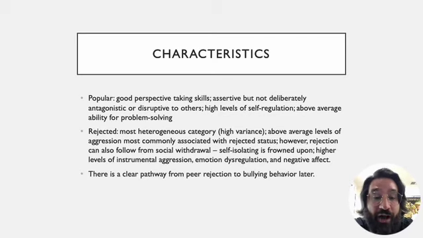But rejection can also follow from social withdrawal. So self-isolating is sort of frowned upon, right? Kids who are more withdrawn or keep to themselves can be rejected for that reason too. It's not that they're just all aggressive. They can also be a little bit more withdrawn, right? Maybe socially anxious. Higher levels of instrumental aggression, emotion dysregulation, and negative affect. And so there is a clear pathway here, right? From peer rejection to bullying behavior later on, right? We can see that rejected kids would be most likely perhaps to exhibit more bullying behaviors as they get older.